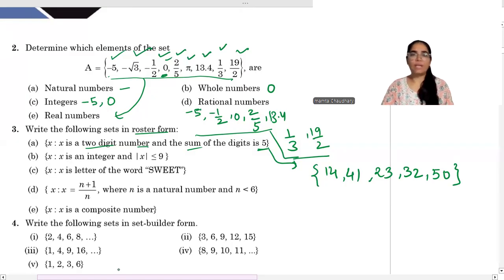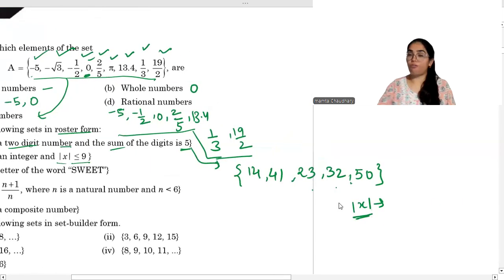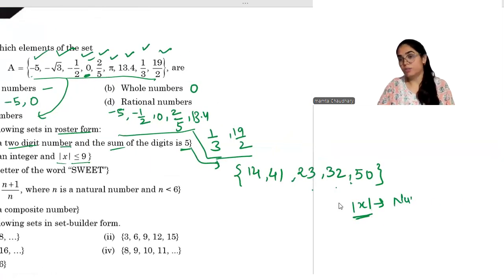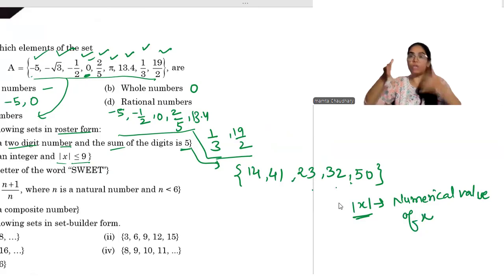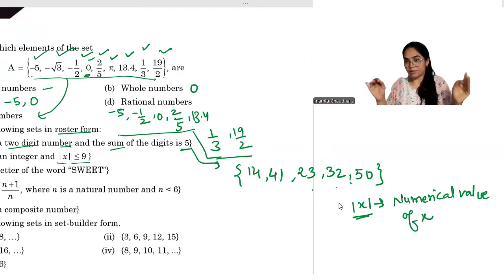Now next, x is an integer and mod of x is less than or equal to 9. Now, what is this mod of x? Mod of x means the numerical value of x, or you can say the absolute value. It means the value irrespective of its sign.